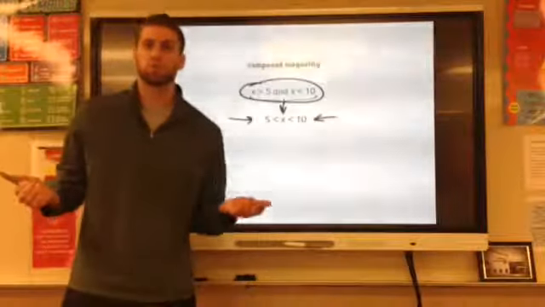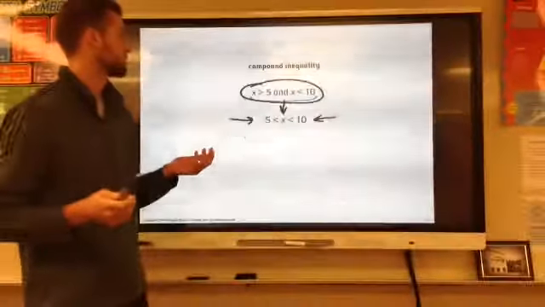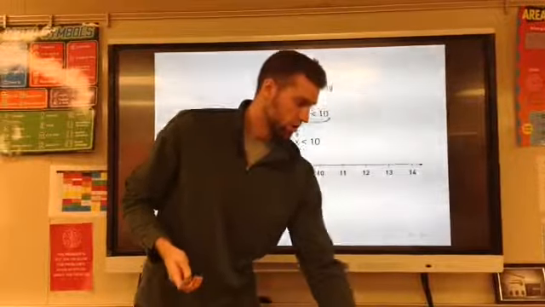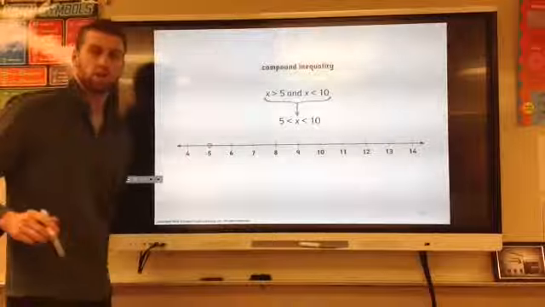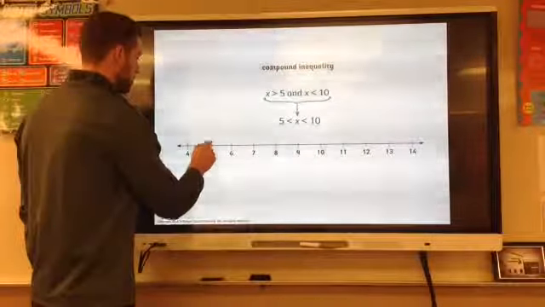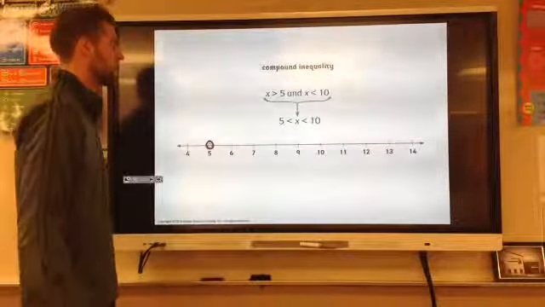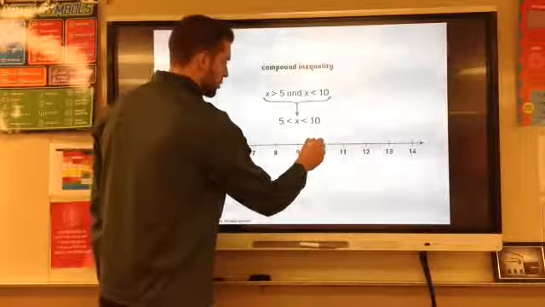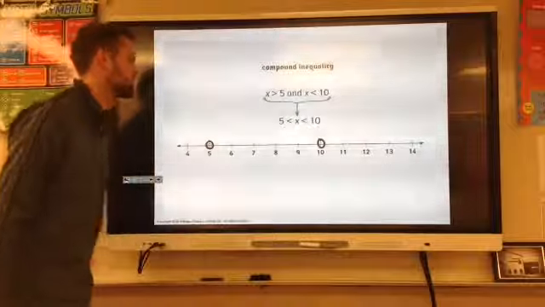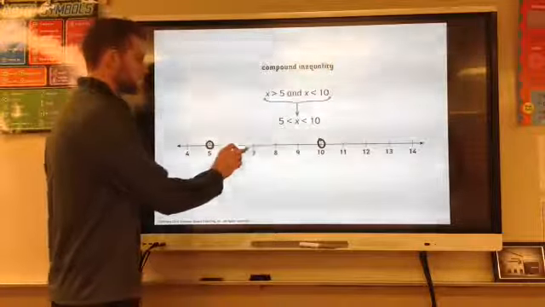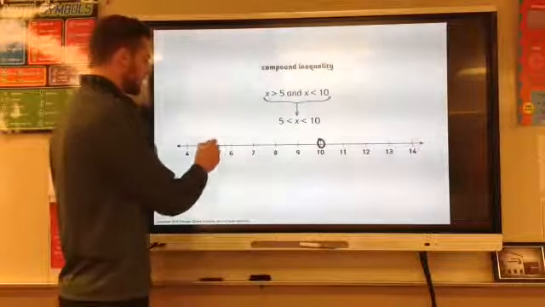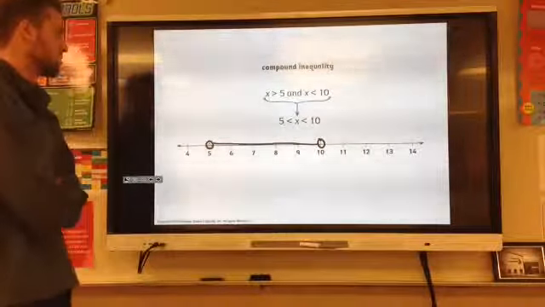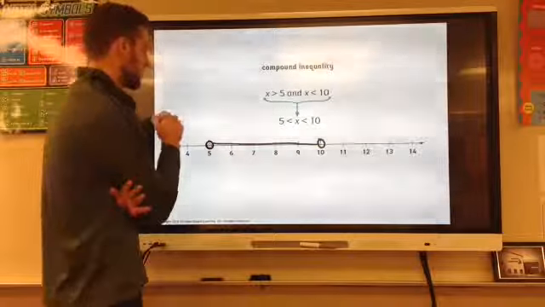But how can we diagram this on a number line? Okay? This is the really important part today. So I know that x has to be greater than 5, right? So I'm going to put an open circle at 5. I also know that x is going to be less than 10. So I'm going to put an open circle at 10. Okay? If it has to be greater than 5 but less than 10, all I need to do is just connect those two circles with a line.